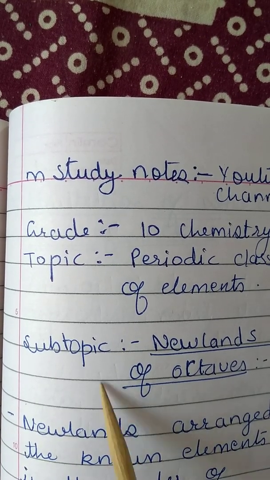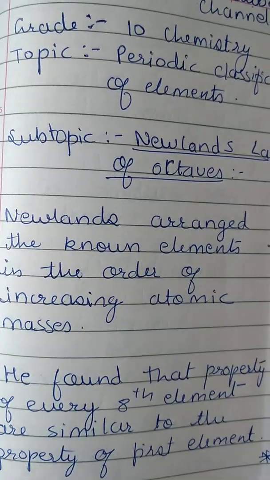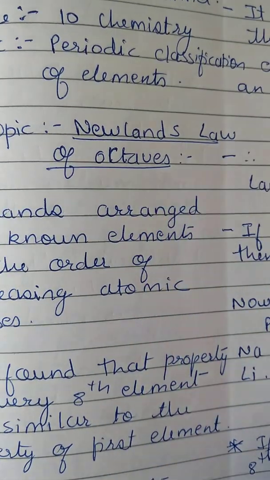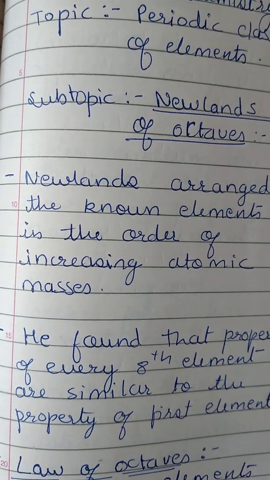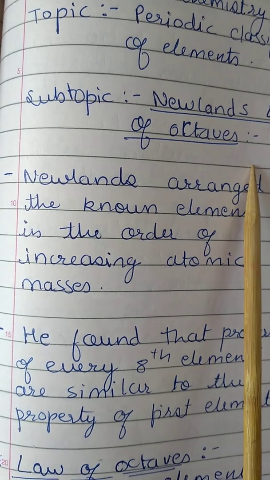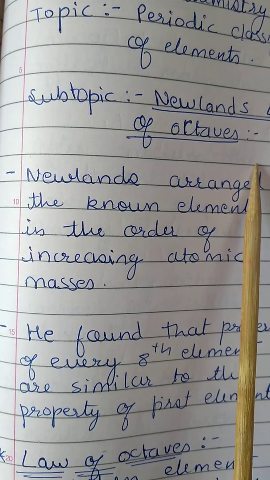to explain you about grade 10 chemistry, periodic classification of elements. This is a chapter, topic, and subtopic. In this video we are going to study Newland's law of octaves. The scientist is Newland, and he gave the law of octaves. Octaves means 8. So let us understand what he did, what his observations were, and what he has given.